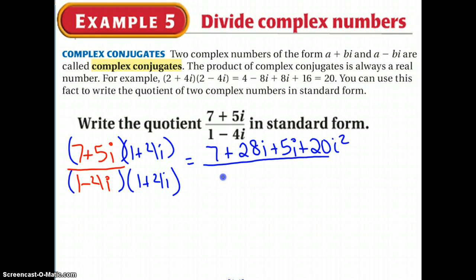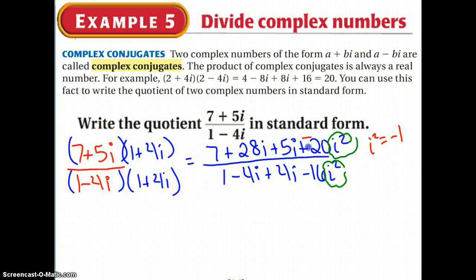Okay, and then FOIL the denominator. We get 1. Remember that the middle ends up canceling. And when we get to I squared here, remember to substitute for -1. So the plus 20I squared and the -16I squared, you're going to substitute for -1 and your sign switches. So it'll become -20 and plus 16.